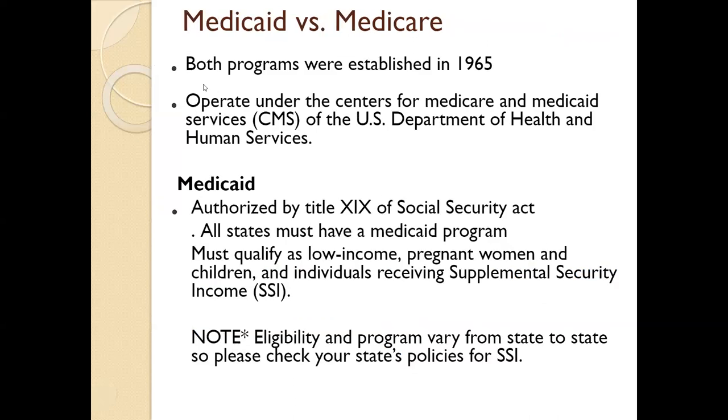So with that, if you go back to the beginning of the lecture, we know that the establishment of Medicare and Medicaid happened more or less in 1965. Social Security was in 1935, but Medicare and Medicaid really became prominent in 1965 due to rising healthcare costs. It was a federal program. It operates under the Centers for Medicare and Medicaid Services, or CMS, of the U.S. Department of Health and Human Services. So if you wanted to go work for them, you could.